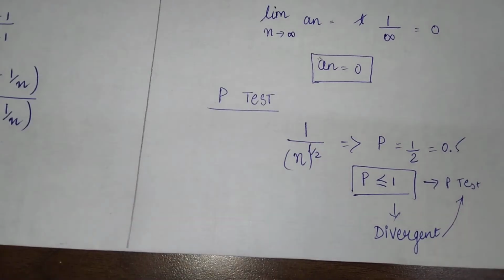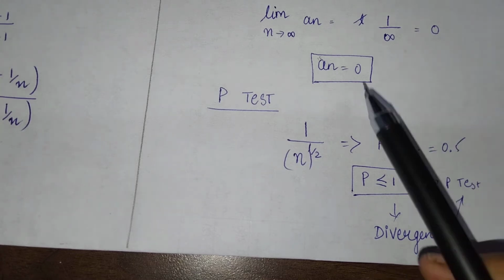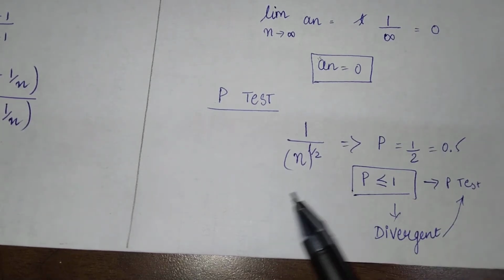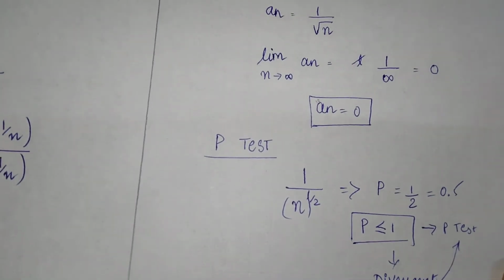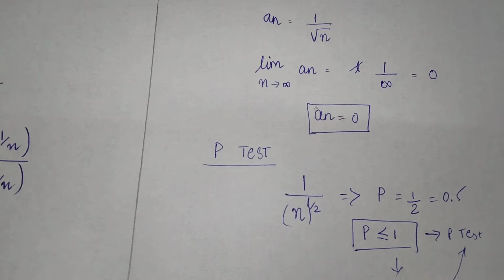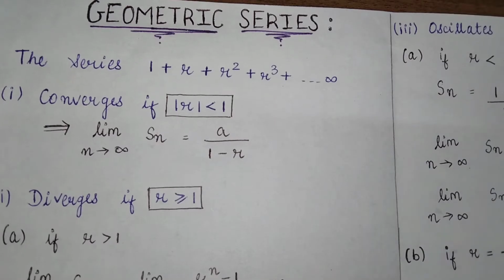Whenever you get the limit equal to 0, you have to apply some other test and check whether the given series is convergent or divergent. Here we could apply the p-test, so we have checked using the p-test. Okay, now moving towards geometric series.